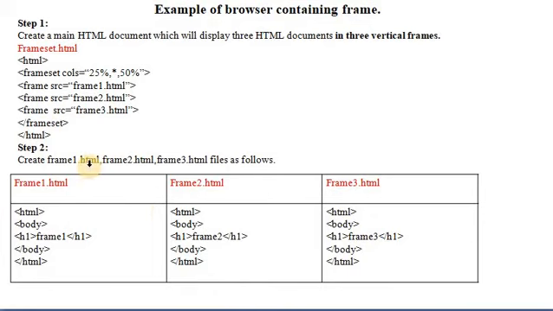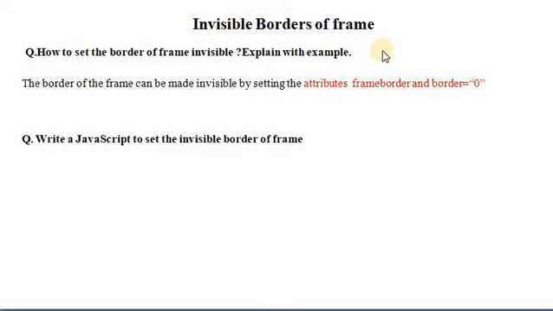Next point is the invisible border of frame. How to set the border of frame invisible? Explain with the example. The border of frame can be made invisible by setting the attributes frameborder and border equal to 0. Here for the invisible frame we can set the attribute frameborder and border equal to 0.